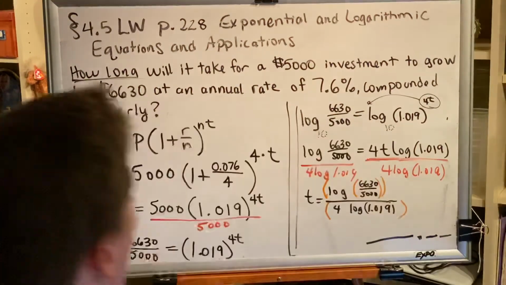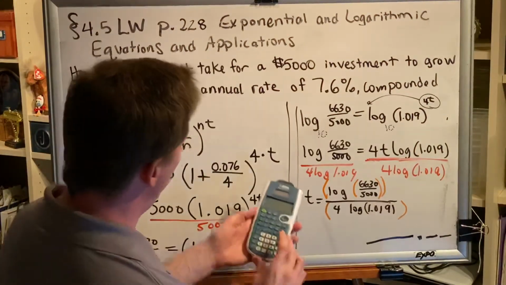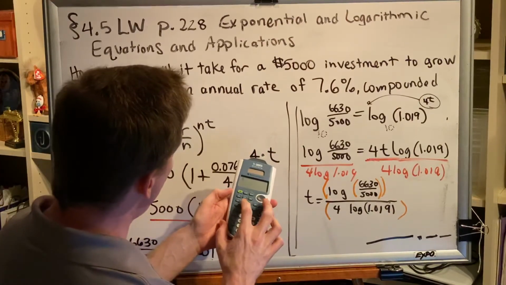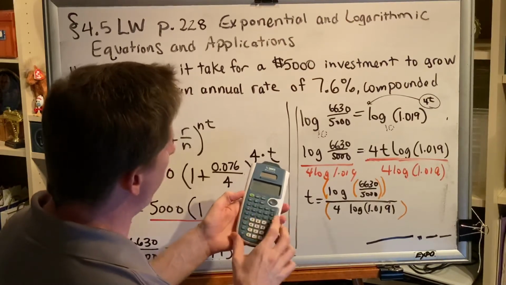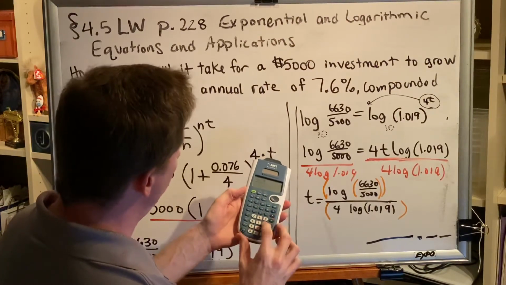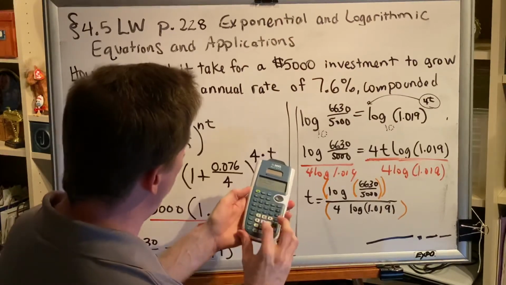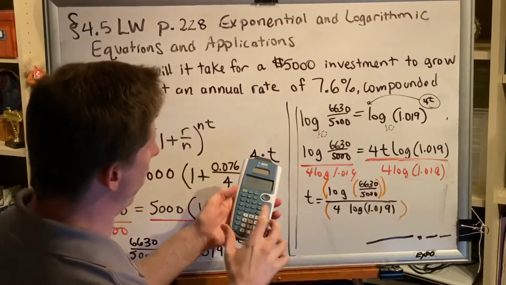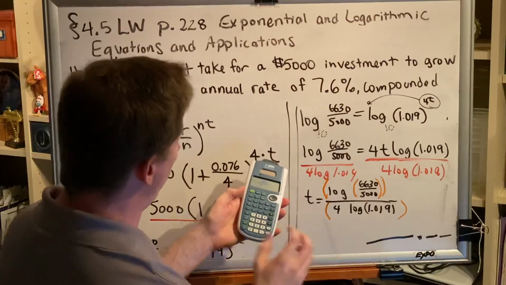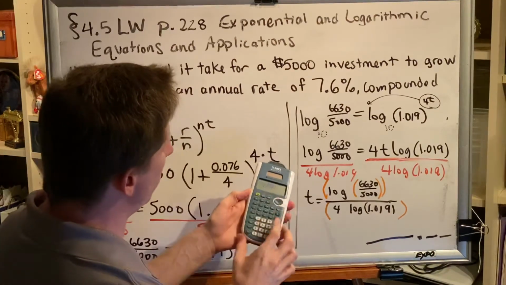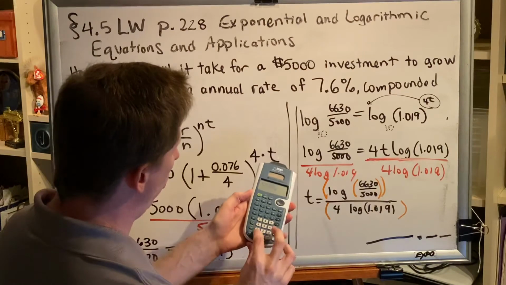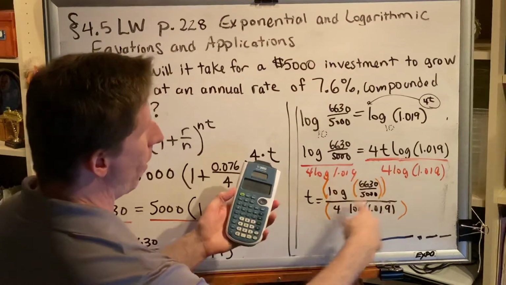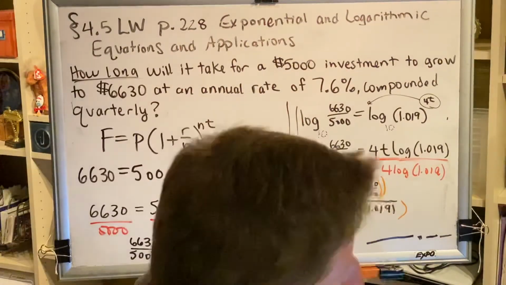I'm going to do this in 2 different ways. First, I'm going to do it with the multi-view. So, fraction button. For the numerator, I'm going to hit log, and that gives me a starting parenthesis. I'll hit the fraction button again, 6630, down arrow, 5000, right arrow, close parenthesis. That's the numerator. Down arrow to get me to the denominator, where I will write 4 log, it gives me a starting parenthesis, 1.019, close parenthesis, enter. You might notice that I'm not doing anything about these orange parentheses here because I've got the multi-view and I don't need those.